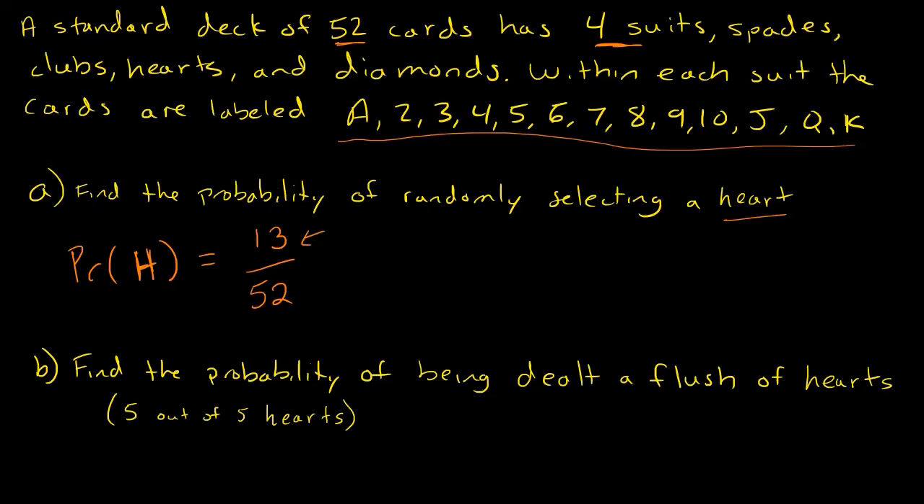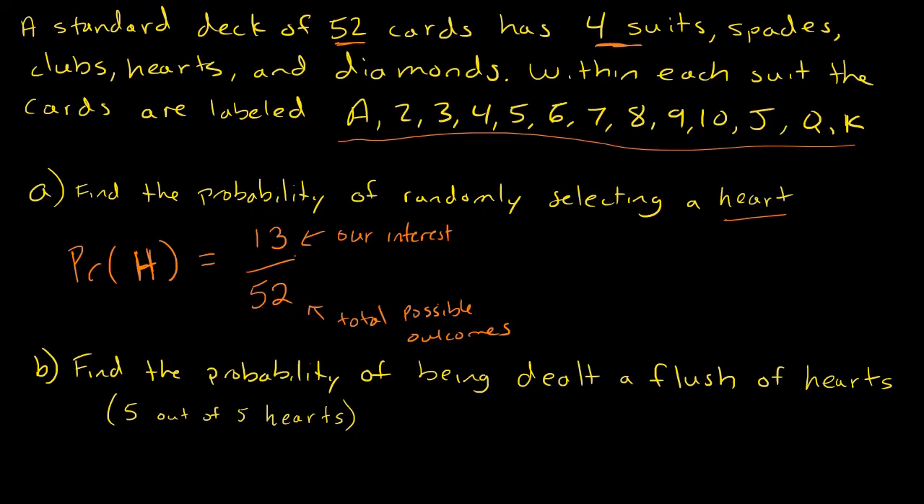So in the numerator, when you're trying to calculate a probability like this, you try to think of the number of possible ways you can get your event of interest. And then in the denominator, you have the total number of possible outcomes. Since we're only selecting one card, you have only 52 possible outcomes in that deck.